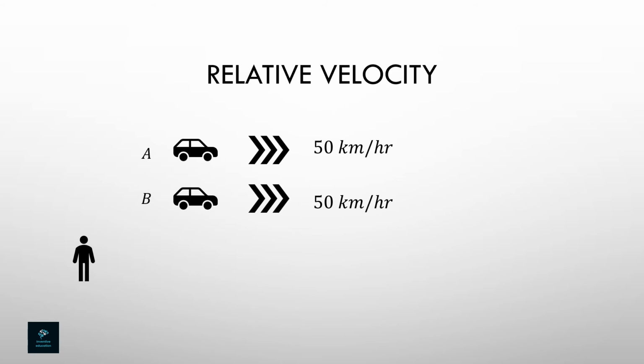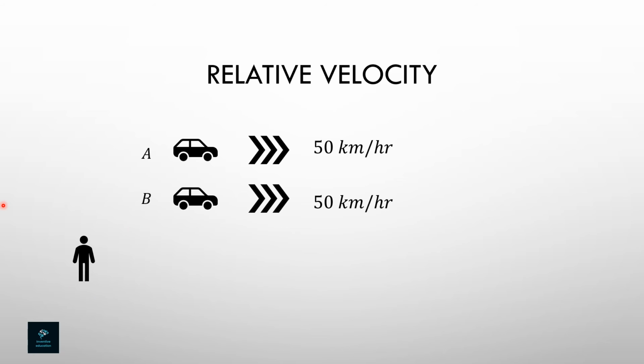The last topic of this chapter is relative velocity. Suppose that cars A and B are moving on a straight road at a velocity of 50 km per hour. This is the velocity of the car as measured by an observer standing on the ground.